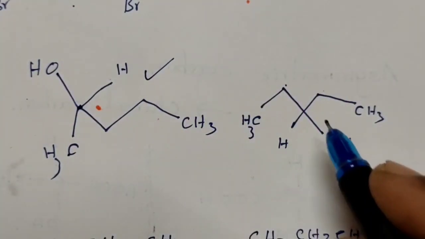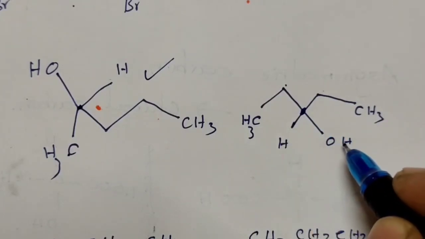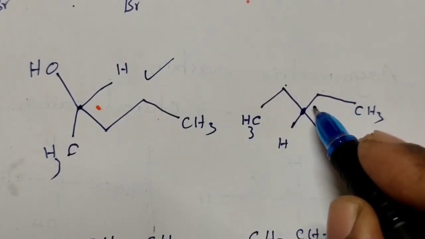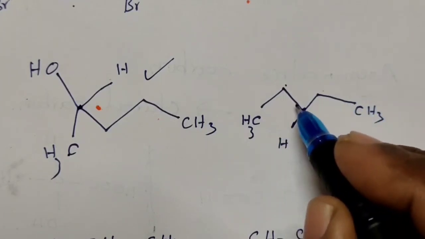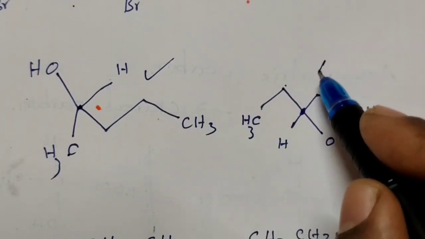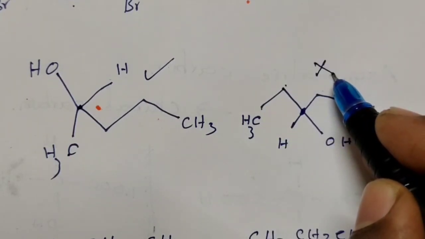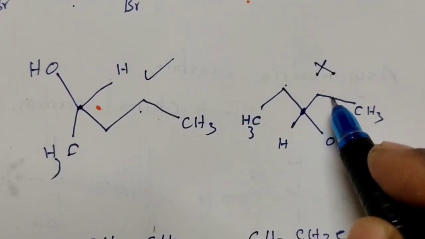What about this? This is the central carbon. It is surrounded by H on one side, another side OH, another side CH2CH3, ethane. This side also CH2CH3, ethane. That is a similar group. So, it is not a chiral carbon. So, it is called an achiral compound.